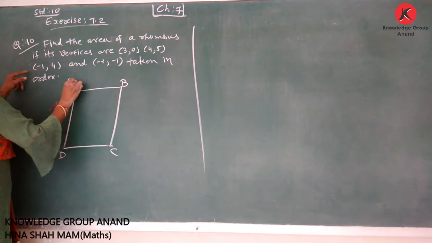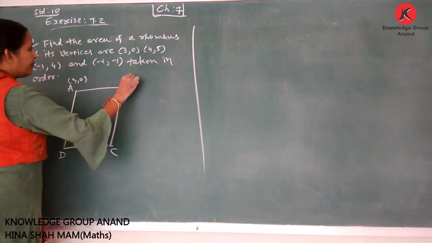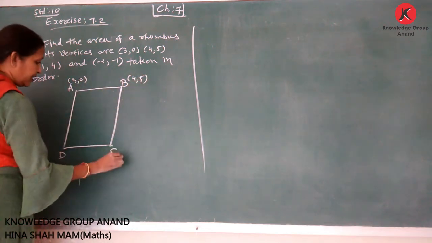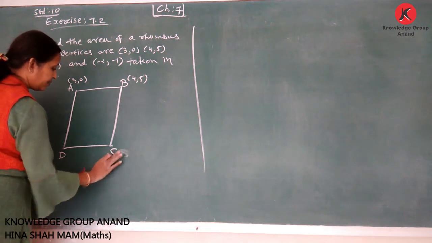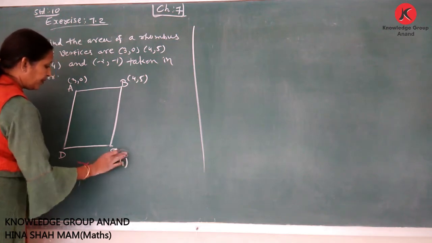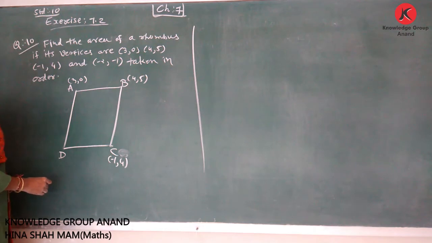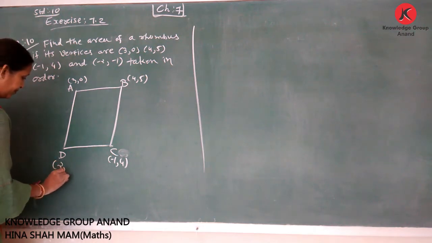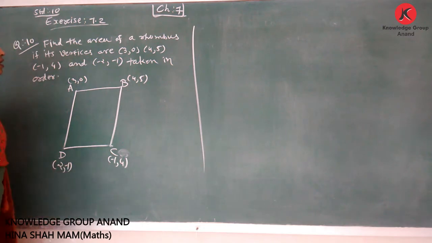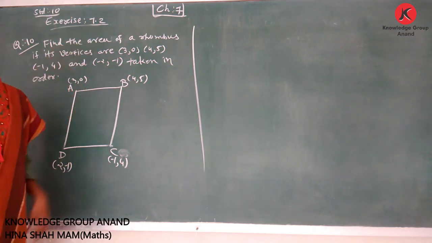A (3, 0), B (4, 5), C (-1, 4) and D (-2, -1). Find the area of rhombus.